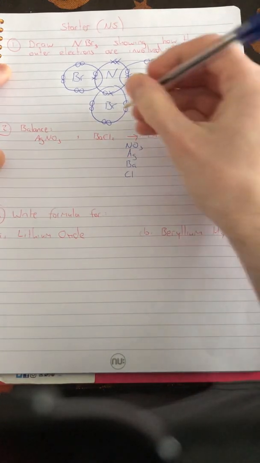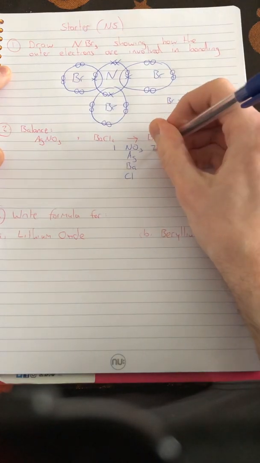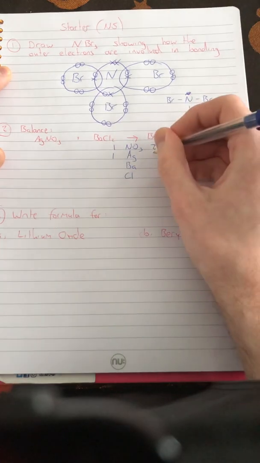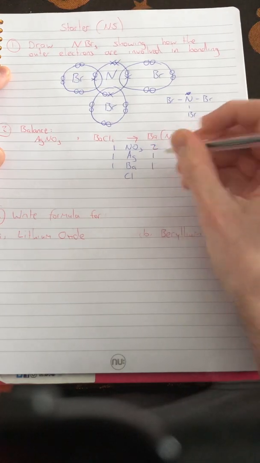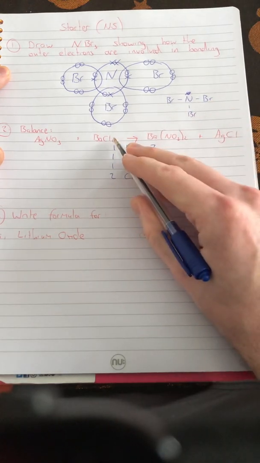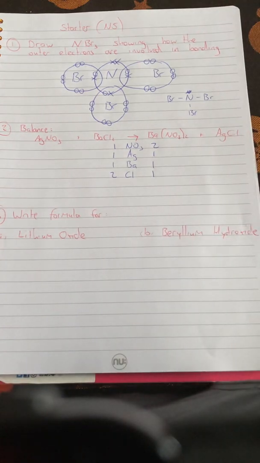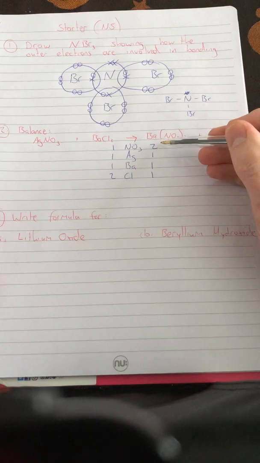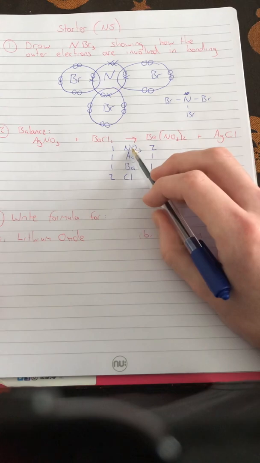Now on the left we have 1 NO3, to the right of the arrow we have 2 NO3. On the left we've got 1 silver, on the right we have 1 silver. On the left we've got 1 barium, on the right we've got 1 barium. On the left we've got 2 chlorine, Cl2, and on the right we've only got 1 chlorine. Obviously this isn't balanced, so start at the top and then work your way down.